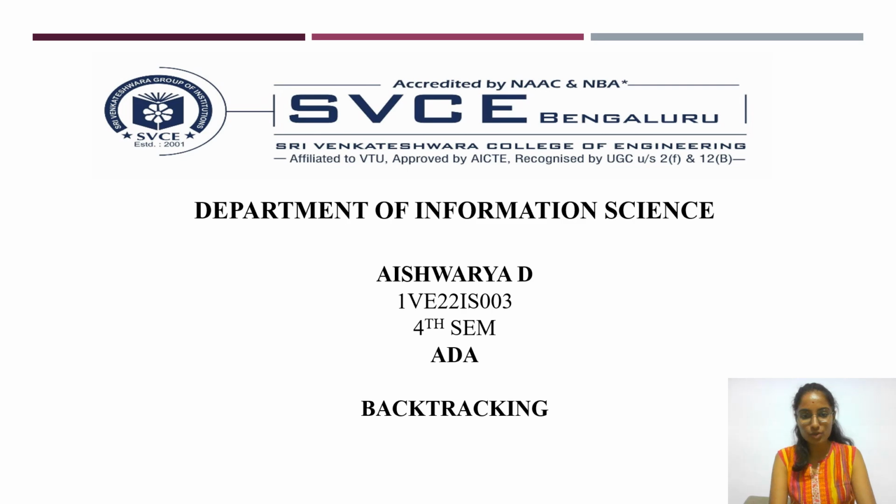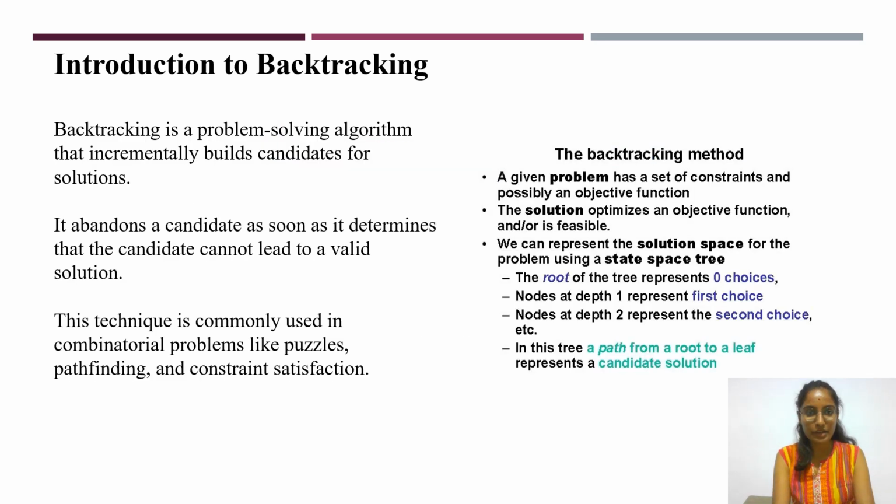Today we will talk about backtracking. Introduction to backtracking. Backtracking is a problem-solving algorithm that incrementally builds candidates for solution. It abandons a candidate as soon as it determines that the candidate cannot lead to a valid solution. This technique is commonly used in combinatorial problems like puzzles, pathfinding, and constraint satisfaction.